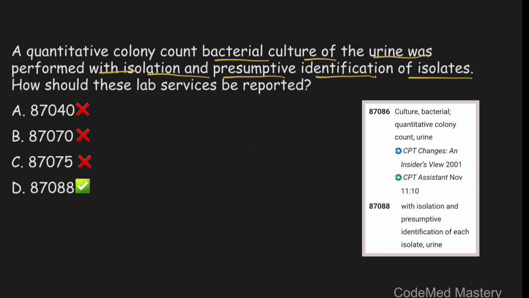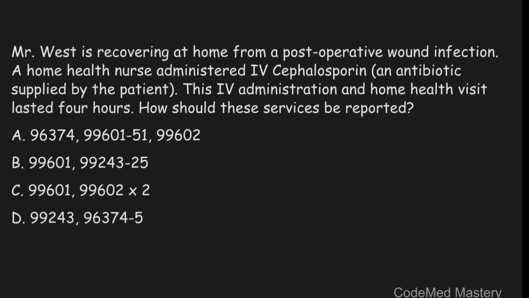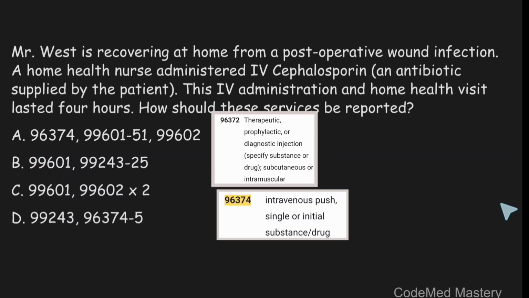Let us solve another question. Let us directly look at the options. In the options you can see many codes. So first we have to check the first code from each option. So let us check option A, first code 96374. 96374 is for therapeutic prophylactic or diagnostic injection, intravenous push, single or initial substance or drug.